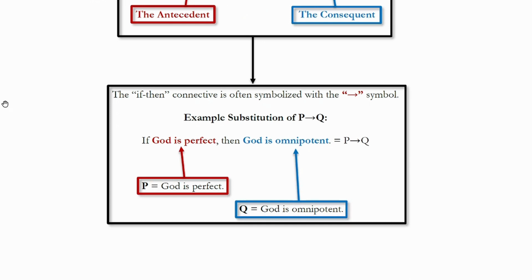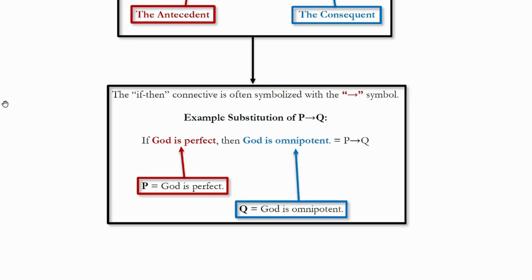Now, sometimes you'll see conditionals symbolized with an arrow. So if we have a statement if P then Q, sometimes it'll be symbolized as P arrow Q. And when we're talking about the general form of if P then Q, or P arrow Q, if we refer back to our original example, we would say P is "God is perfect," and Q is "God is omnipotent." Again, if P then Q is a general form, and this particular example is just one example of that.